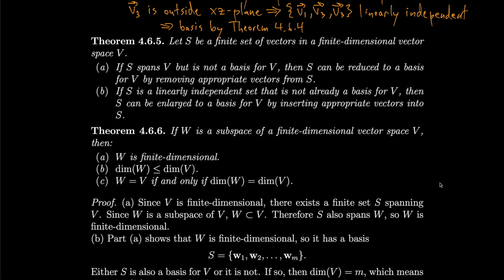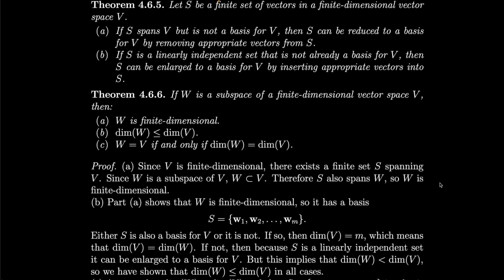Last but not least, let's talk about these couple theorems. Let S be a finite set of vectors in a finite dimensional vector space V. If S spans V but is not a basis for V, then S can be reduced to a basis for V by removing appropriate vectors from S. If S is a linearly independent set that is not already a basis for V, then S can be enlarged to a basis for V by inserting appropriate vectors into S.